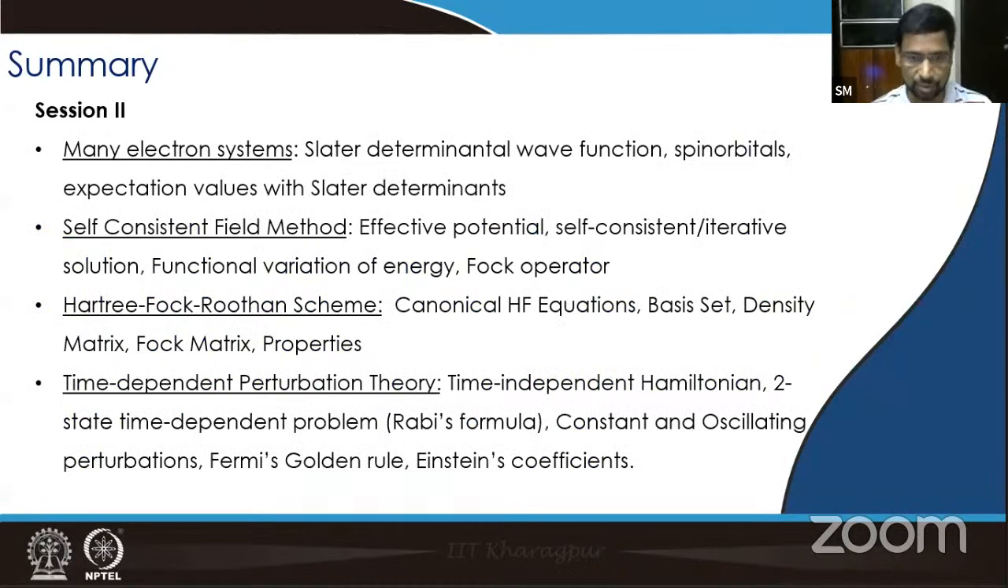In the second half of the course, which will be the focus of this particular live session, we discussed many electron systems. The first few classes we spent on the basic language, the basic necessities to describe a many electronic system. For example, how can we write the wave function of a many electronic system? What are the necessary conditions that the wave function must fulfill when it represents a many electronic system? So for example, we talked about spin orbitals, and we looked at the Slater determinantal wave function.